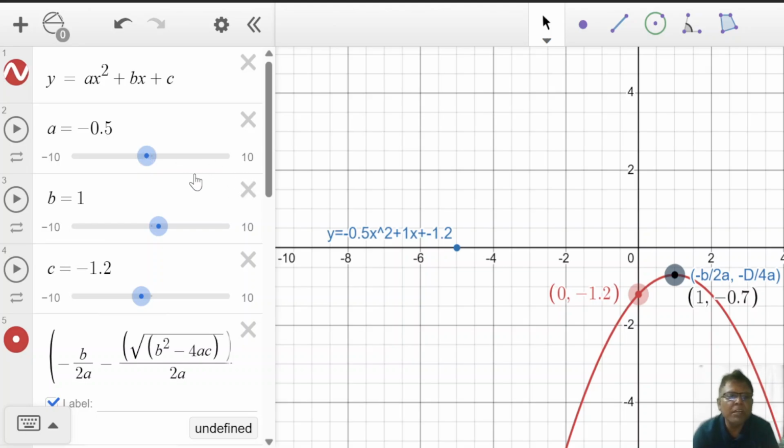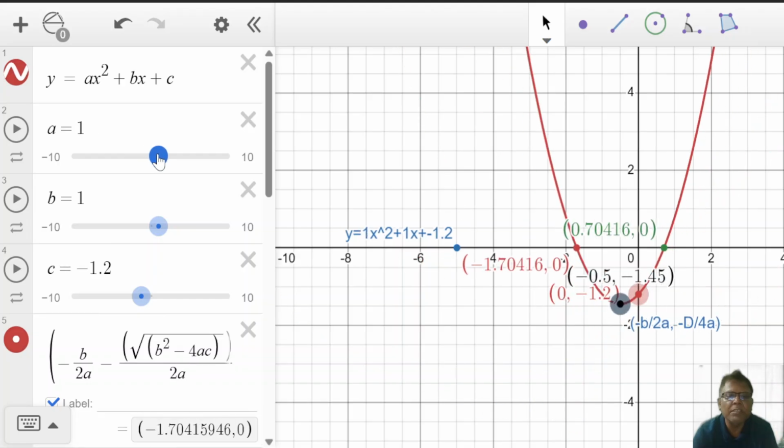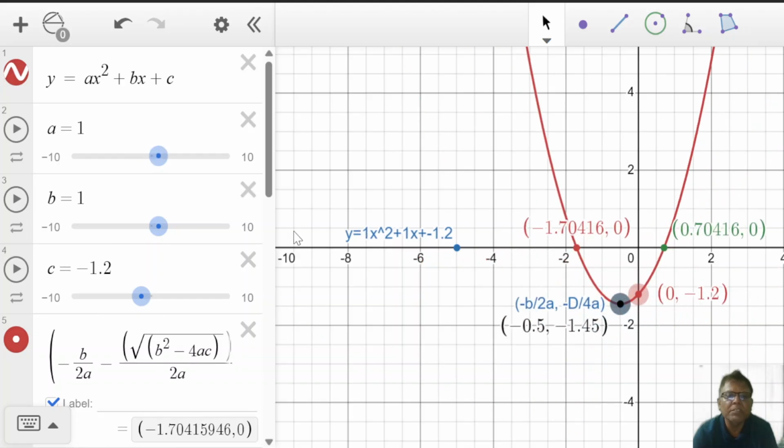So now this is the graph. Suppose a and b are increasing, so the graph changed. The graph is x square plus x minus 1.2. So minus 1.2 is what? This is the y-intercept.